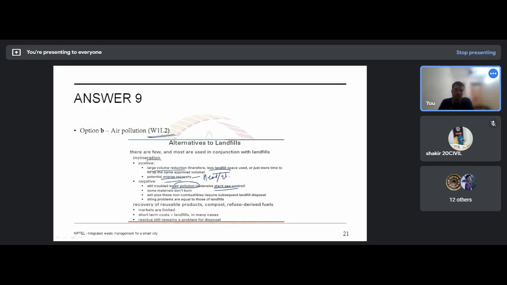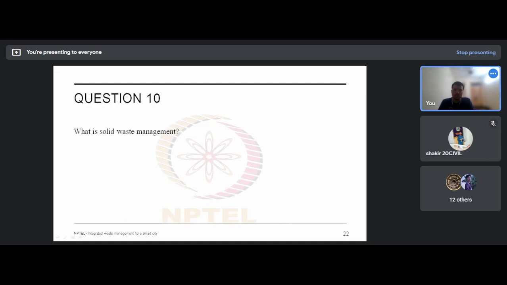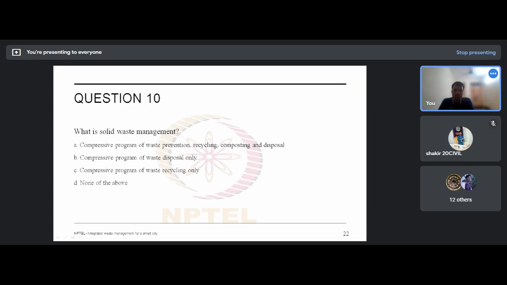So we'll see the next question, question 10. This is a basic question about the definition of solid waste management. The first option is a comprehensive program of waste prevention, recycling, composting, and disposal. Second, a comprehensive program of waste disposal only. Third, a comprehensive program of waste recycling only, and fourth, none of the above.